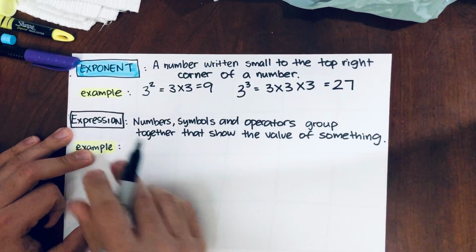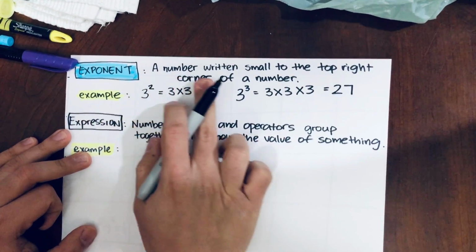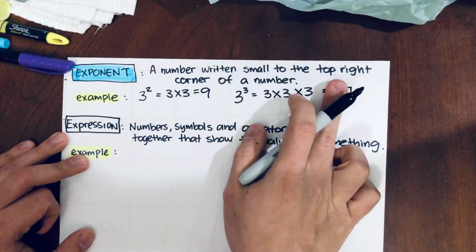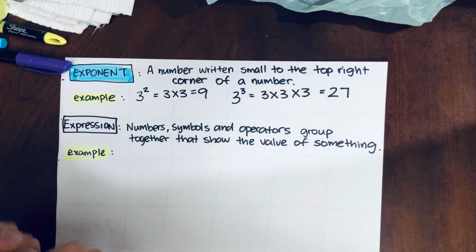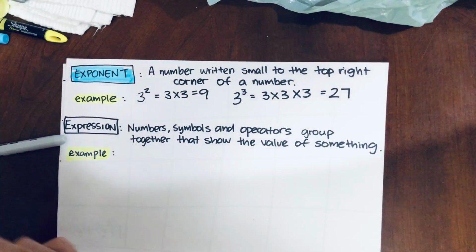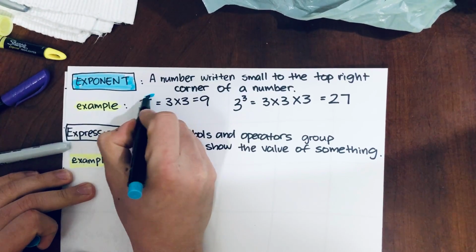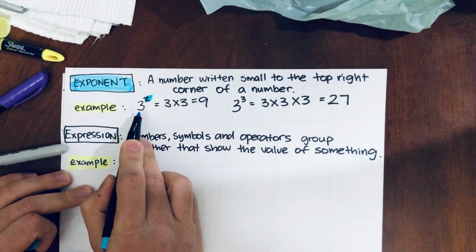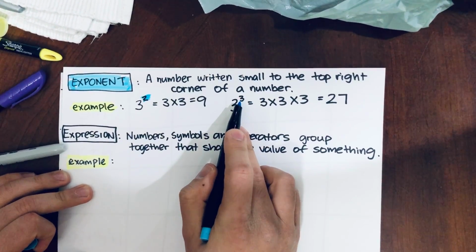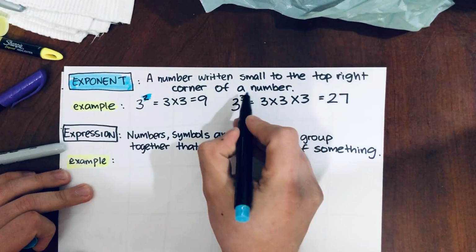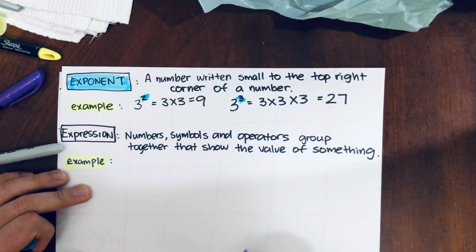So let's read this again. An exponent is a number written small to the top right corner of a number. So in this example, my exponent is actually the number 2. This is my exponent. How about 3 to the power of 3? My exponent is actually the number 3.